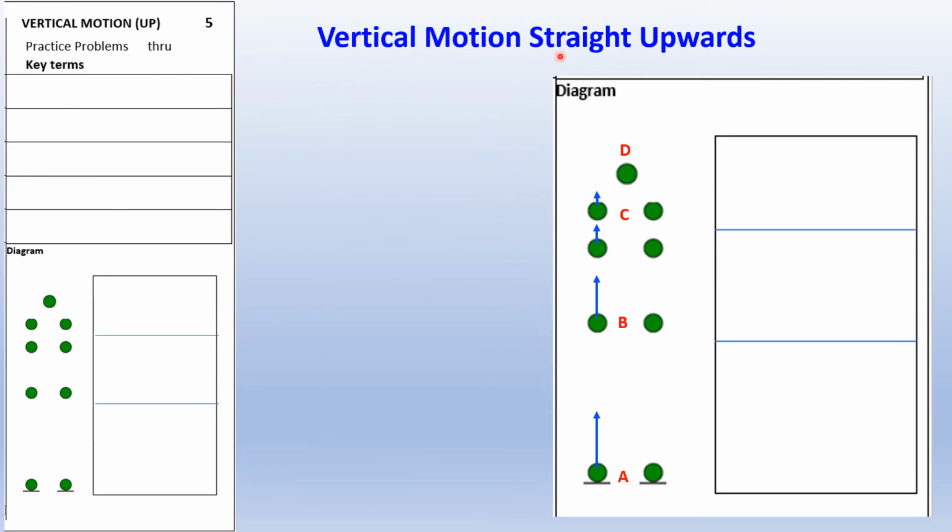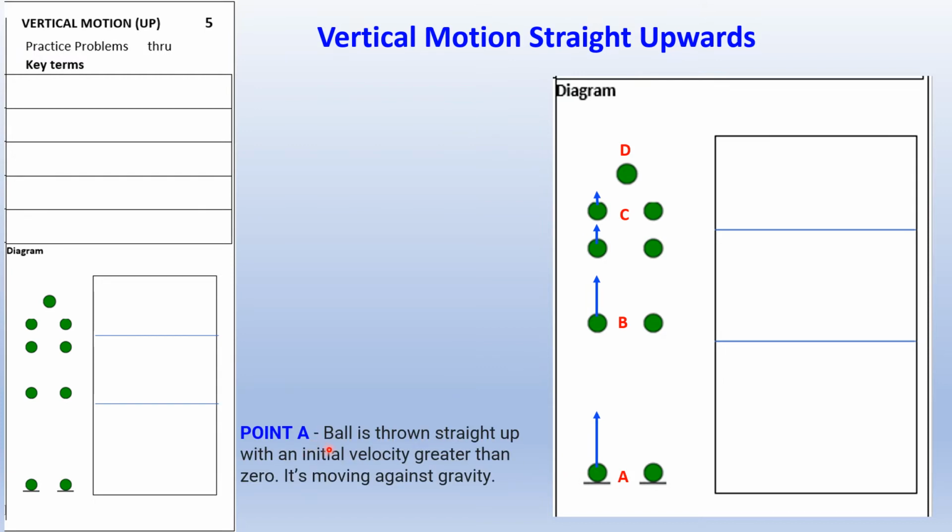Vertical motion is straight upwards. This diagram shows the trajectory of an object. In this case, I'm using a ball thrown straight upward. I will explain separately the path of the ball as it goes up and then comes back down. Then I will explain the key terms for upward vertical motion. Now let me start with the trajectory when the ball goes straight upwards.